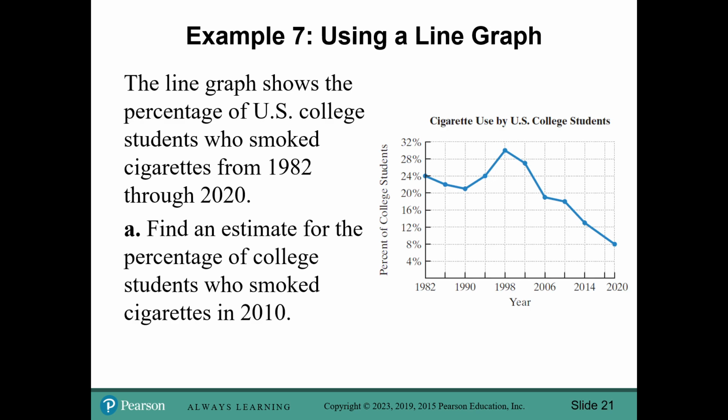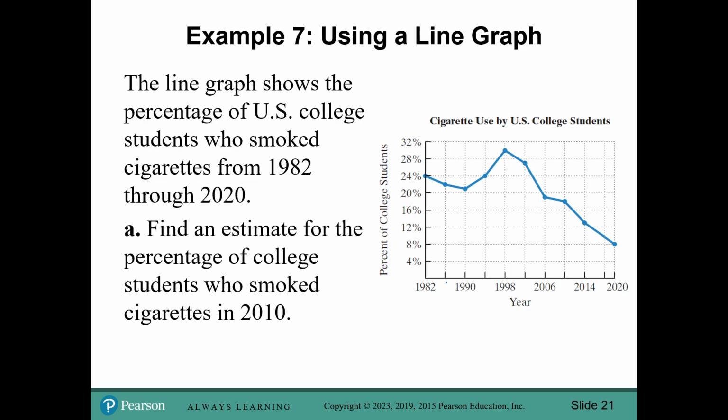So, this is our example using a line graph. The line graph shows the percentage of U.S. college students who smoked cigarettes from 1982 through 2020. What we can see with this line graph is that they start with the year 1982, and they have different years labeled on our horizontal axis here. They go from 1982 to 1990, from 1990 to 1998, on to 2006, 2014, 2020. We can see that that is an approximate jump of 4 years per tick.